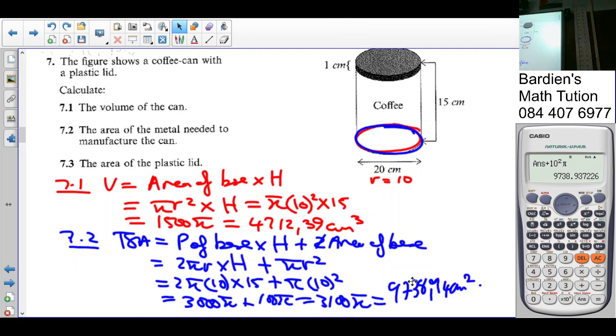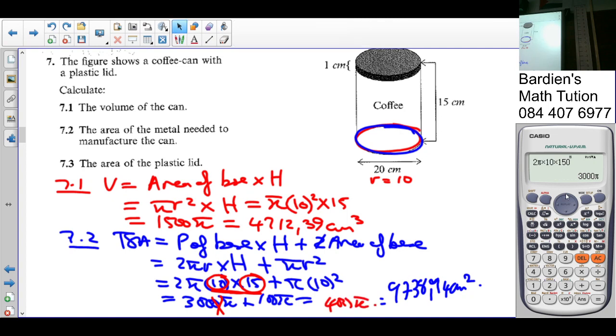Okay, you all okay with that? The next question. Is that correct? Perimeter. No, I'm wrong. That is 10 times 15 is 150. It's not 3000. It's 300. So this is supposed to have been 400 pi. The answer just looked too big.